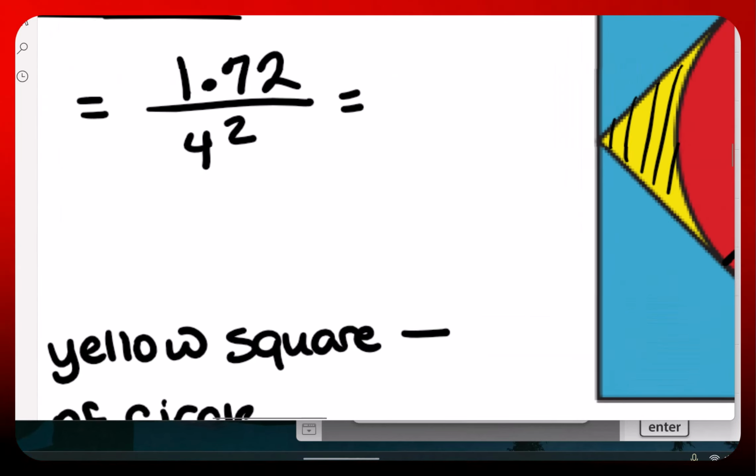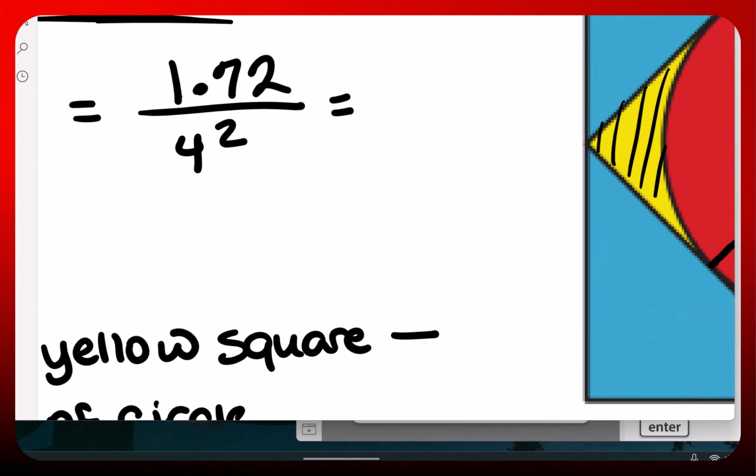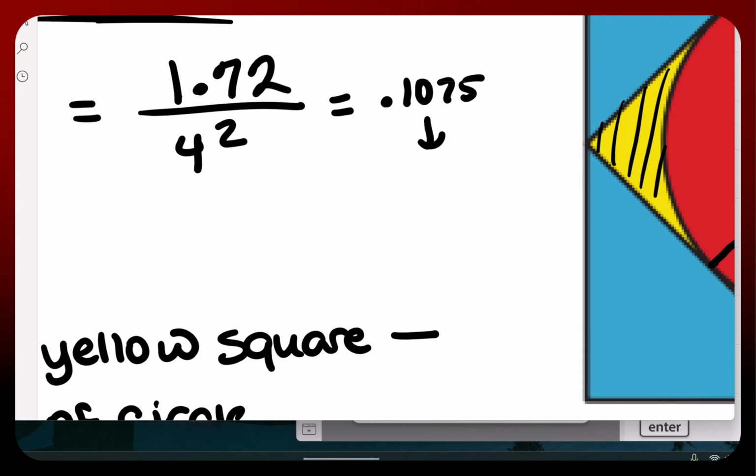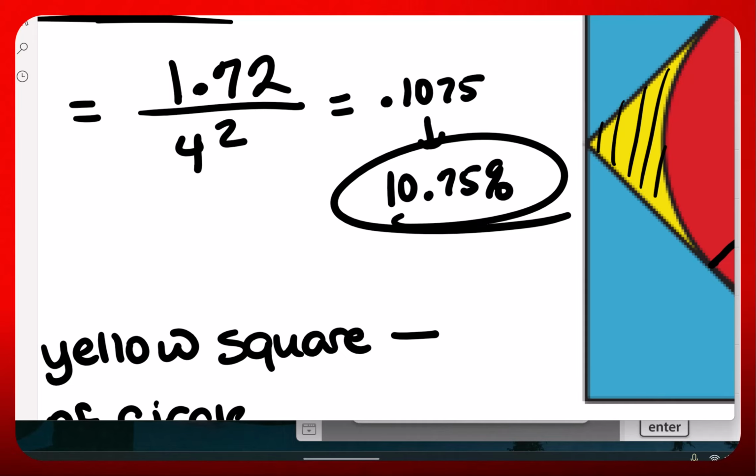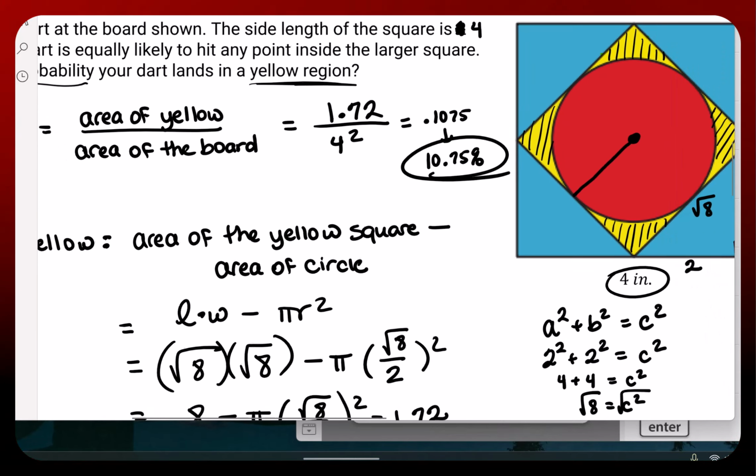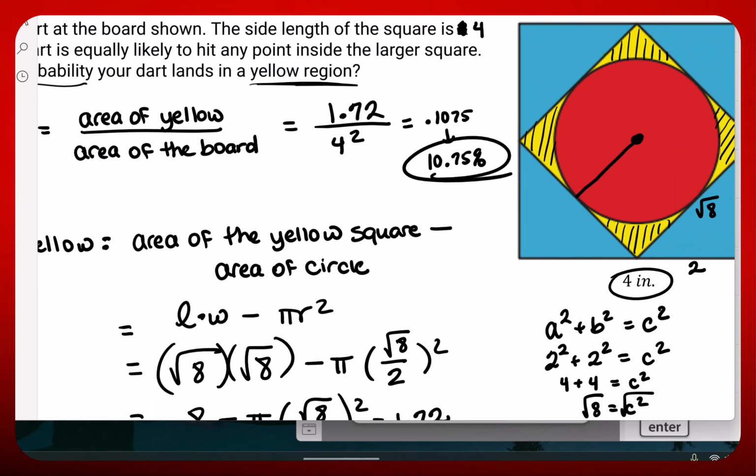All right, so final answer for your probability, the area of the yellow part divided by the area of the total thing, so 1.72 divided by 4 squared is 0.1075. So that basically means that it's 10.75% of that board. So congratulations, you made it through that problem.